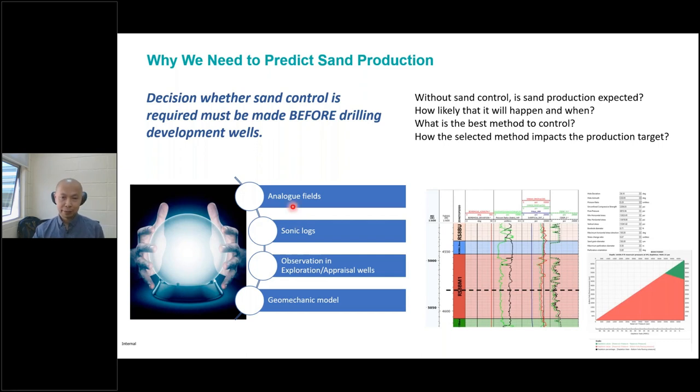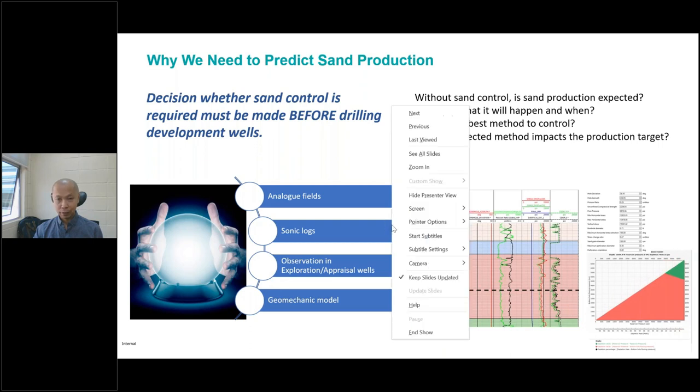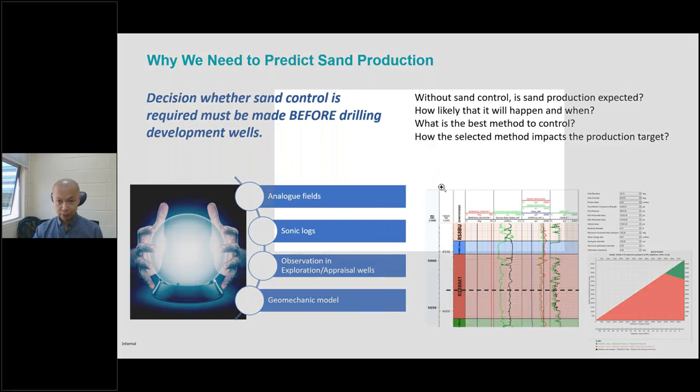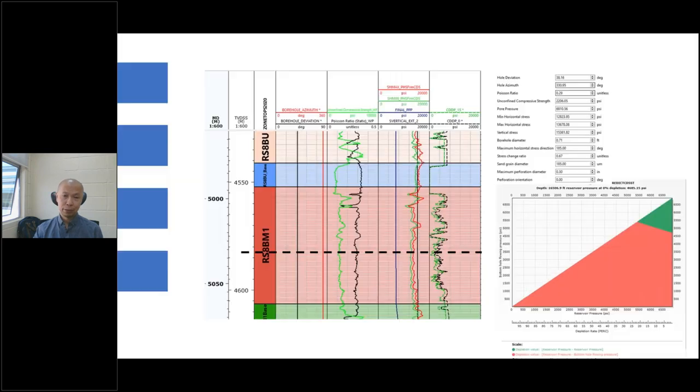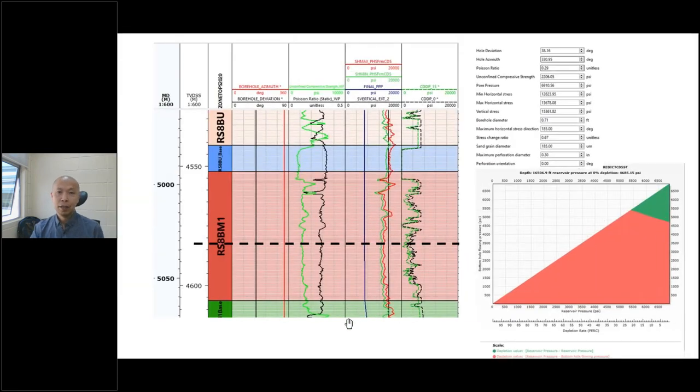The geomechanic model will tell us which formation is likely to produce sand, and when, and they can come up with what we call a sand producing envelope. Let me zoom in here. This is one example from the geomechanic model.